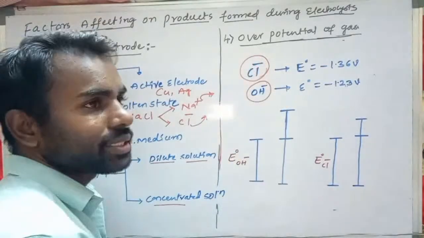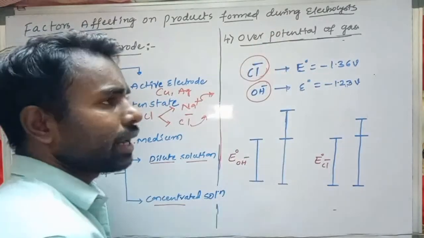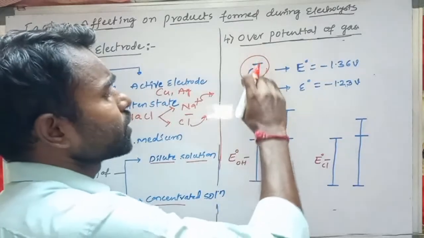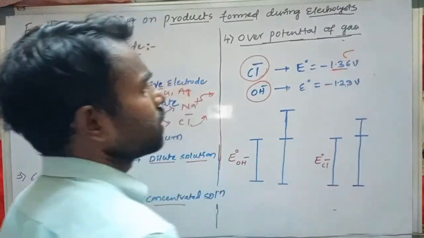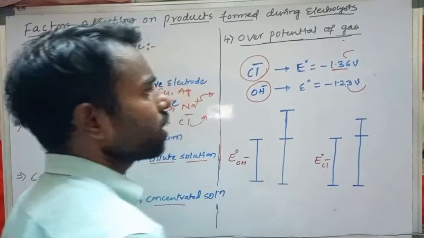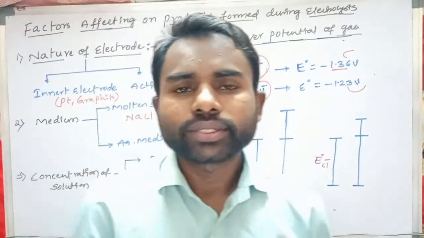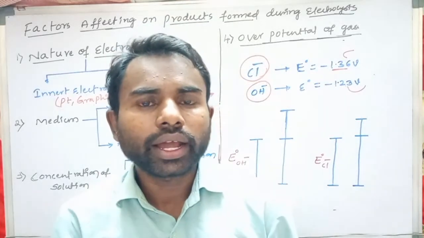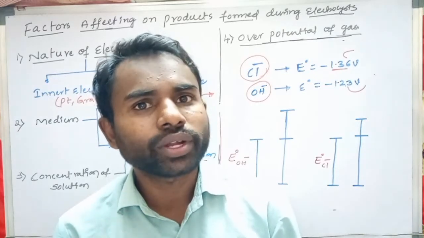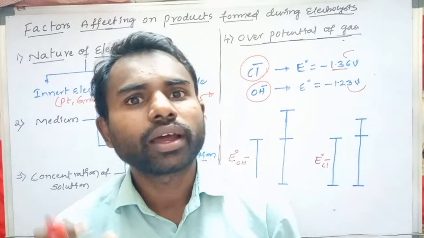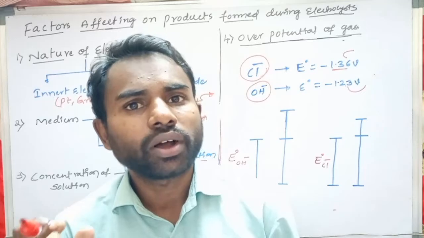These are the two ions present in the given electrolyte. Which will deposit on the cathode electrode? Which will deposit on the anode electrode? Now see here, this is the oxidation potential of Cl minus and this is the oxidation potential of OH minus ion. If two or more ions are present in an electrolytic solution, the anion which has more oxidation potential will deposit first on the anode electrode.